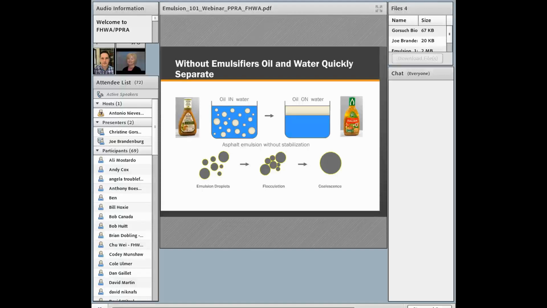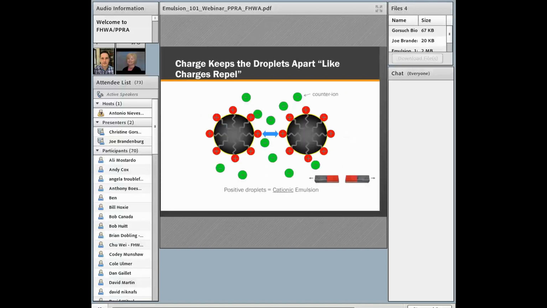You add energy when you put the asphalt in the soap solution through the colloid mill. But if you don't have a stabilizer, an emulsifier, or if you don't have enough emulsifier or the right one, you will have phase separation and you won't have a stable emulsion. So let's think about how the emulsifier actually works to stabilize the emulsion. We'll talk in more detail later, but this is a simple concept. It's all about the charge.